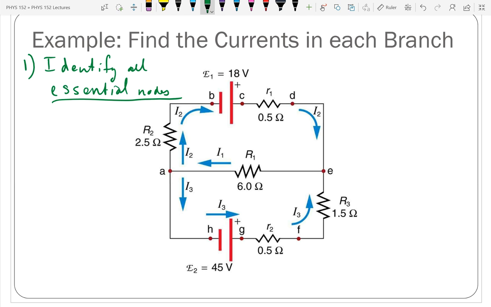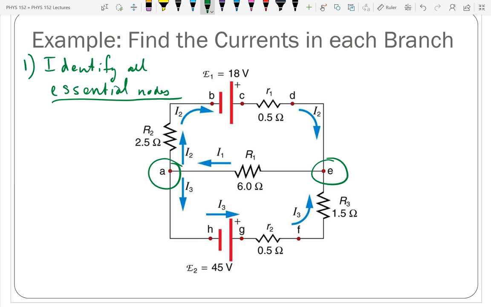Each node is marked, right? A, B, C, D, E, F, G, H. Those are all nodes. Well, let's be a little more careful. D, E, and F are all the same node, and A and H are the same node. But A, B, C, E, G, those are all nodes. So there's 5 total nodes. But 3 of those are non-essential. What makes a node essential? More than 2 elements. There's only 2 places where we have more than 2 elements, here and here.